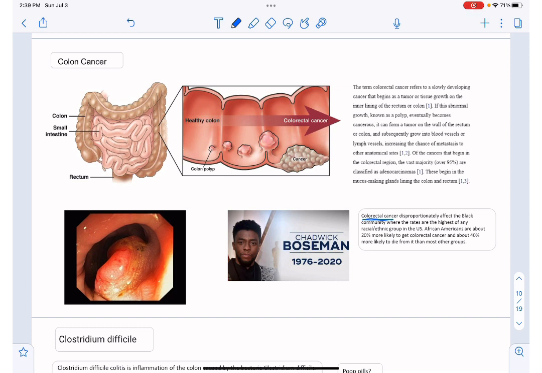And so that points to a lot of different things. It can point to diet. There could be a genetic component, the response to the diet. And also certainly there are socioeconomic status issues involved and access to healthcare.